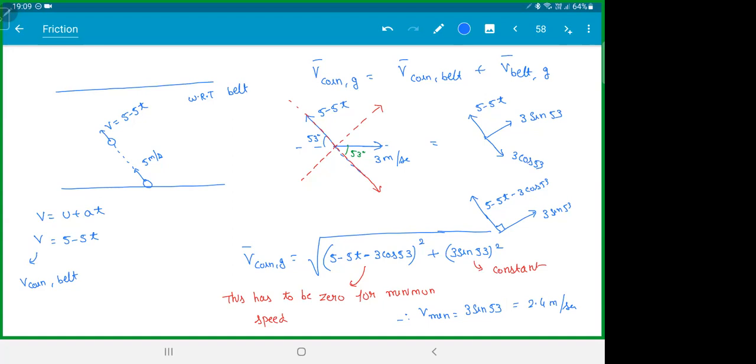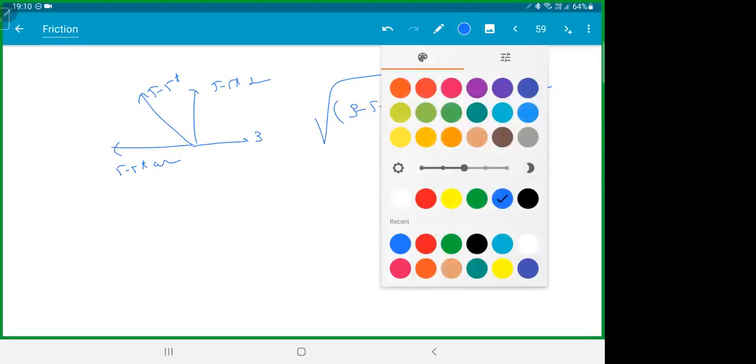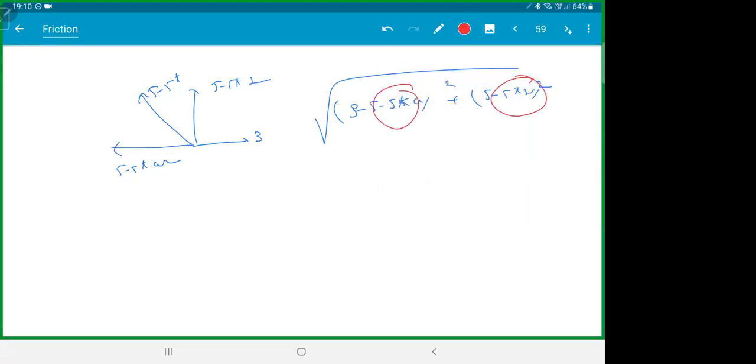Now see, why didn't I subtract the other way around? Why didn't I take horizontal components? Because of 5 minus 5t and this 3 sin 53. If I take components, see what will come. This will be 5 minus 5t cos 53 and 5 minus 5t sin 53. When I square and add them, I'll get root over 3 minus 5 minus 5t cos 53 whole square plus 5 minus 5t sin 53 whole square. There is a time here also, there's a time here also. Are you getting it? Both are changing. How will I know which is the minimum value? I have to do maxima-minima then. I'll have to differentiate.